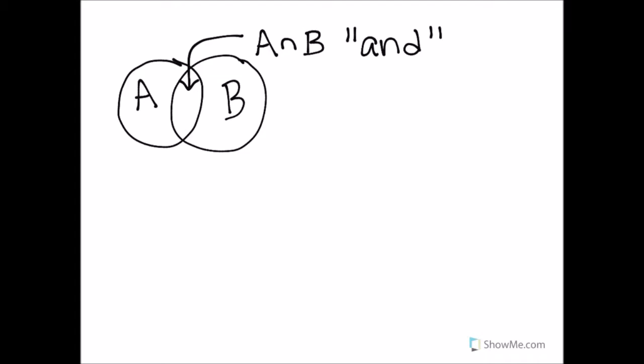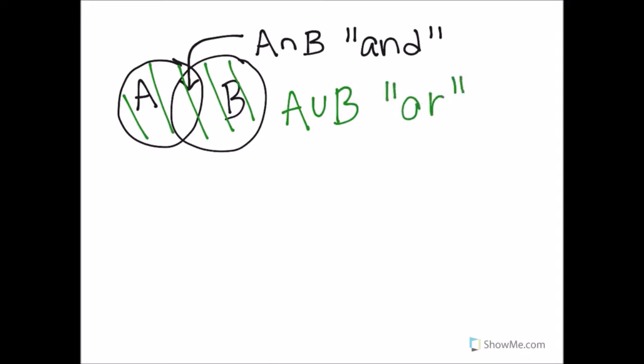Now, if we were going to look at both circles, this is the event A or B. And so this is the case where either A is happening or B is happening. And so that's both circles filled. And this is also called the union of A and B.